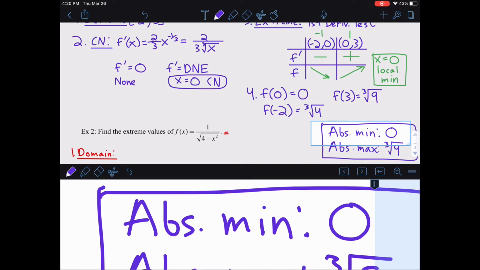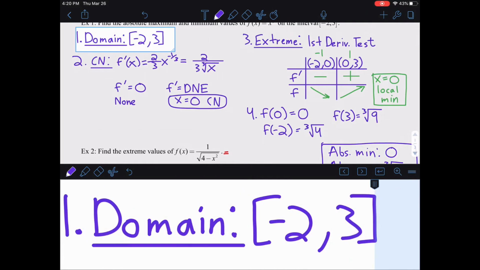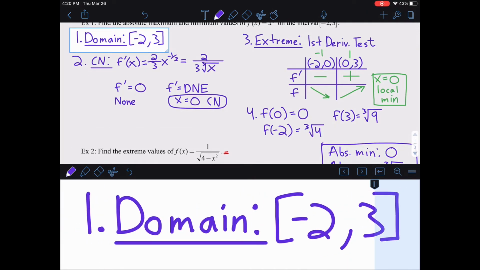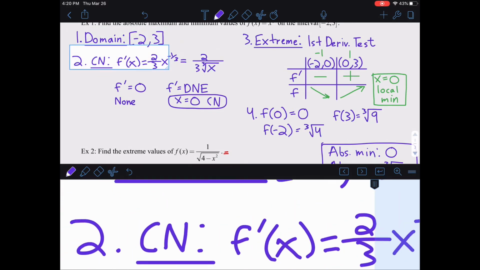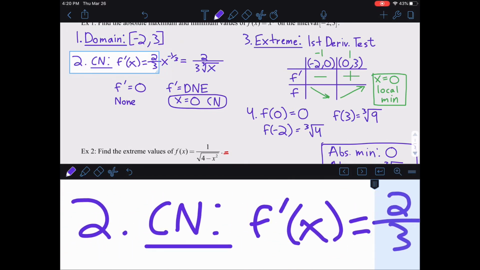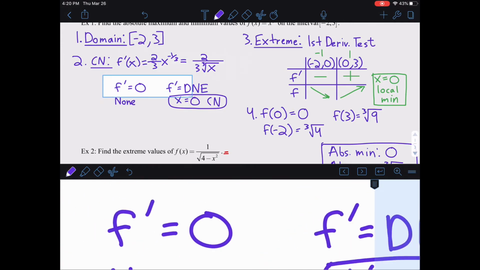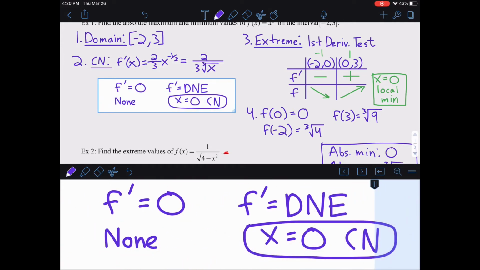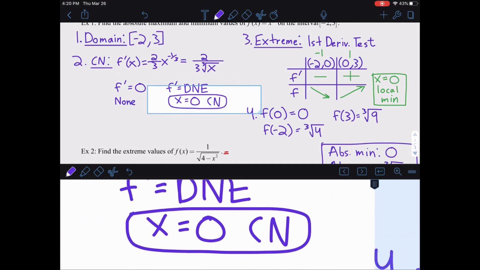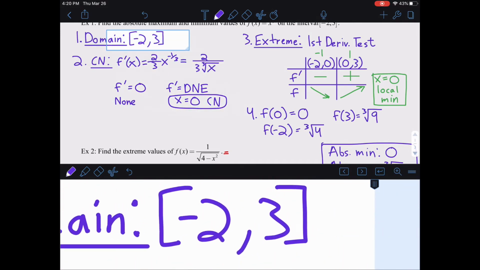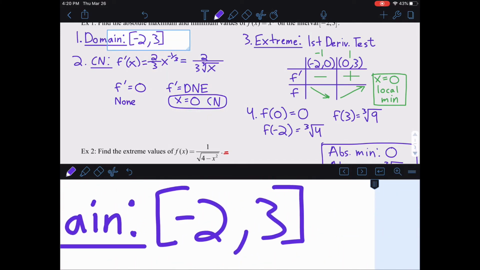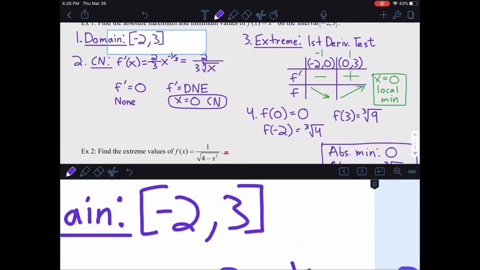Okay, so let's recap. Step 1, what's the domain of the function? Got to start with the domain. Step 2, we need to find critical numbers. So first we find a derivative, and then we solve two quick equations. Set it equal to 0, set it equal to does not exist. You have to check both, right? Get your critical number. Critical numbers should always be in the domain. If they're not in the domain, they are not critical numbers.